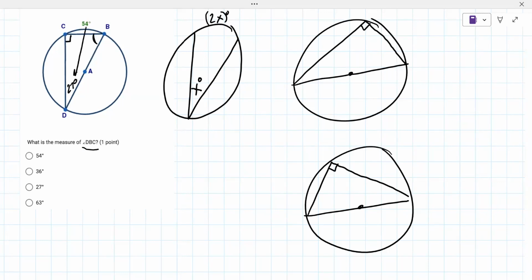You can do 180 minus the parentheses 90 plus 27. So that'd be 63 degrees. Because every triangle adds up to 180, once you subtract the other two angles, you get that. Let me put this one in the chat.